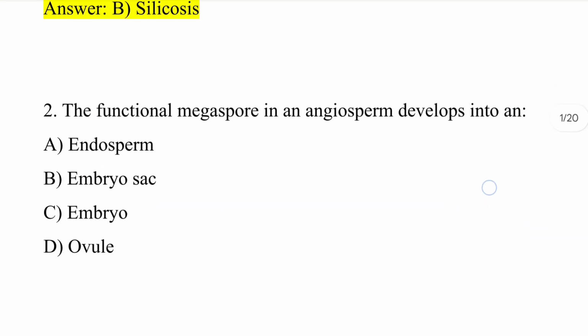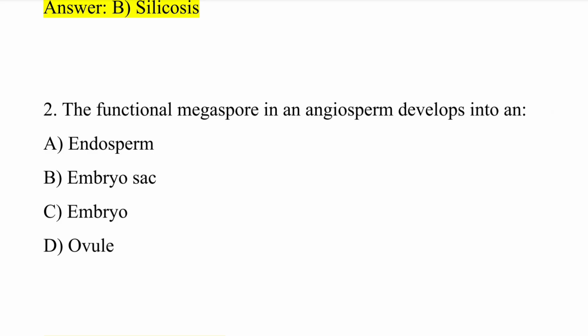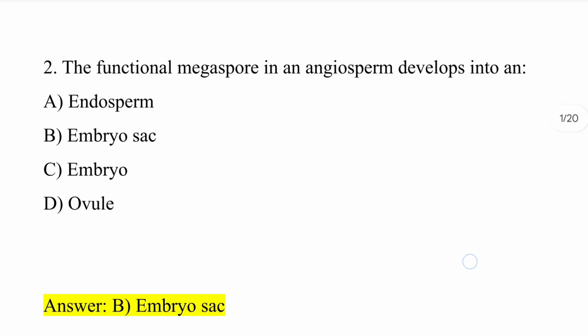Next, second question. The functional megaspore in an angiosperm develops into: option A: endosperm, option B: embryo sac, option C: embryo, option D: ovule. The correct answer is option B: embryo sac.